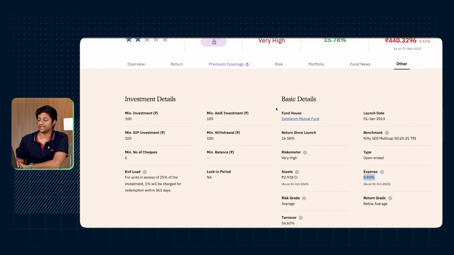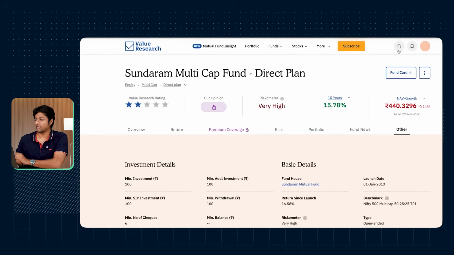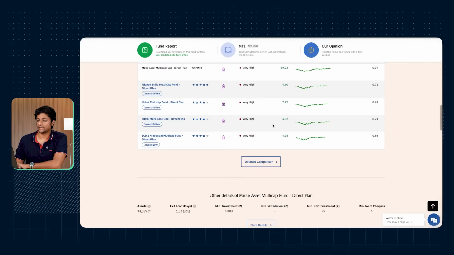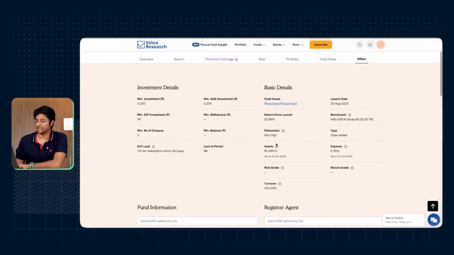So if we look at the expense ratio, this was 0.93, White Oak was 0.5, Groww was 0.45. We forgot to check the first one, right? Yeah, so I just want to go check the first one, which was the Mirae Asset Multicap. I forgot to see the expense ratio. The expense ratio is 0.39 over here. But the minimum investment is 5,000 rupees instead of 500. So a lot of good risk reward ratios here.